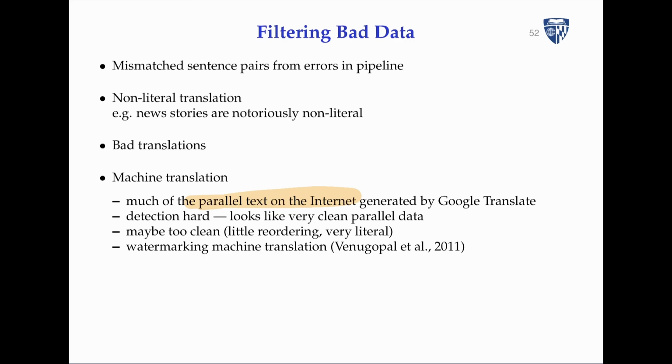So detection is hard, to figure out if something is machine translation or not. It looks like very clean parallel data, and maybe that's the one feature that helps you to detect it. Maybe it's a bit too clean. Sentence boundaries are preserved. There's very little reordering. The translations are very literal.